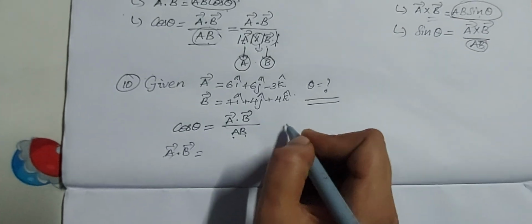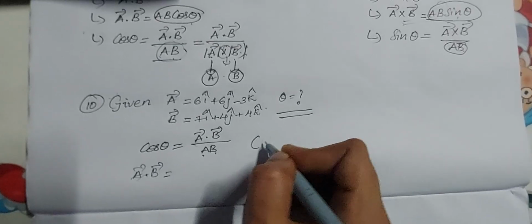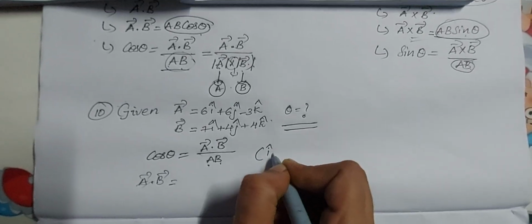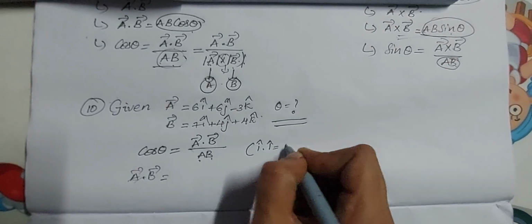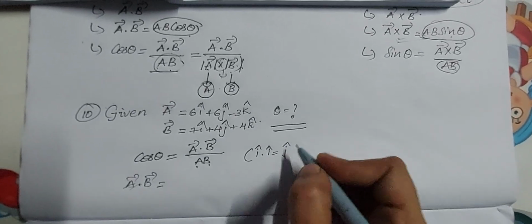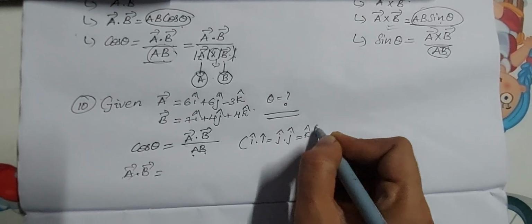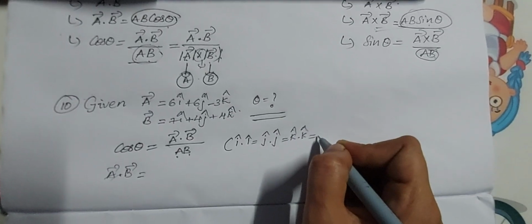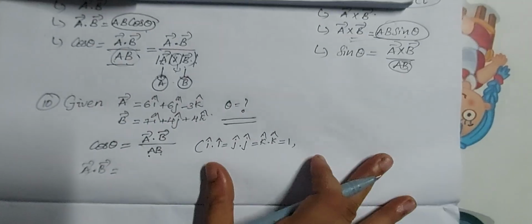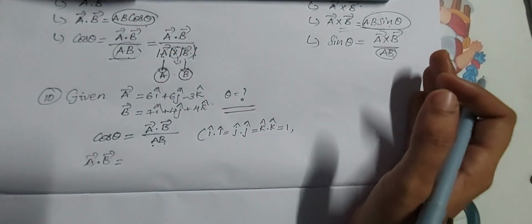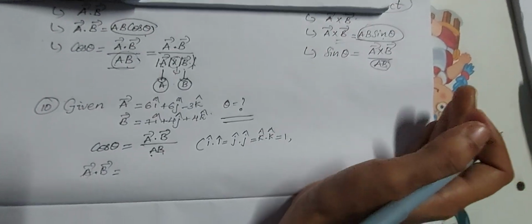Before you go for the dot product, let us recall some of the points you have learned earlier. Just remind them: i cap dot i cap equals j cap dot j cap equals k cap dot k cap, which is always 1. And what do you mean by orthogonal vectors? Orthogonal vectors means the vectors or axes which make an angle of 90 degrees.